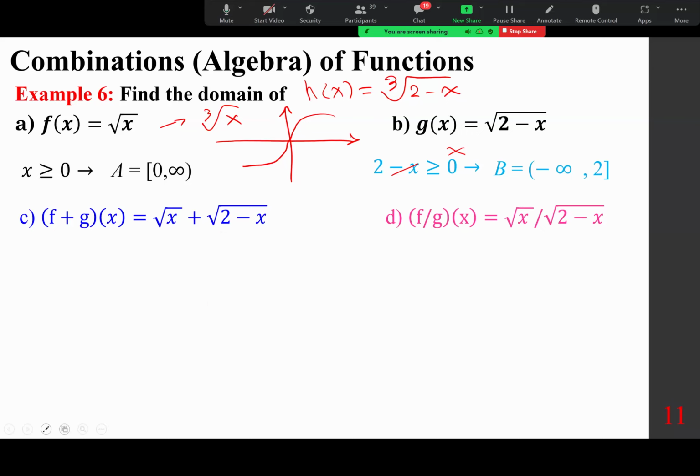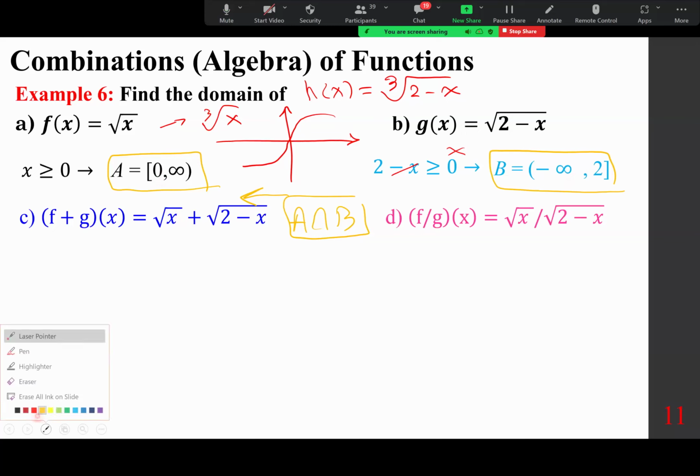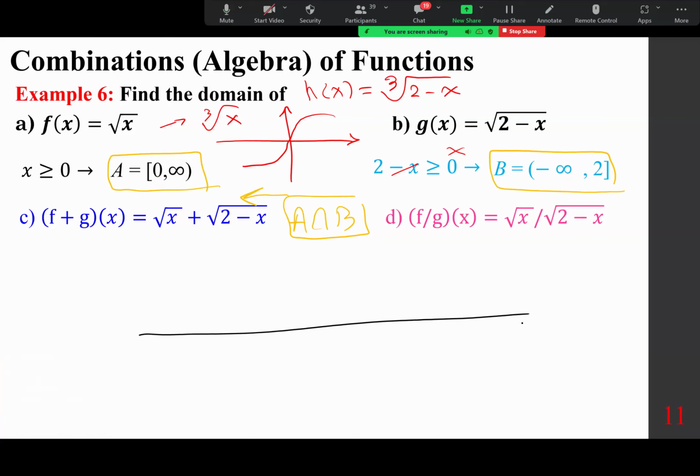So in both cases, we are looking for, first and foremost, A intersection B, then we make a decision. This is the answer for this one for sure. For part D, we have a little bit more restriction. We're going to discuss it in a moment. But what is the intersection of these two? One goes from 0 to infinity. One goes from negative infinity to 2. If you can see it, more power to you. If you can't, you can always graph it.